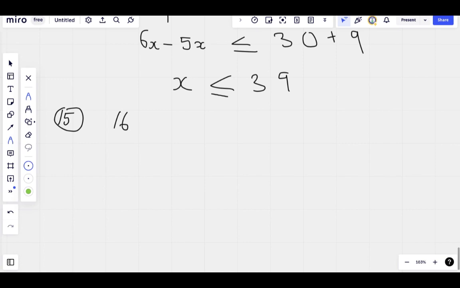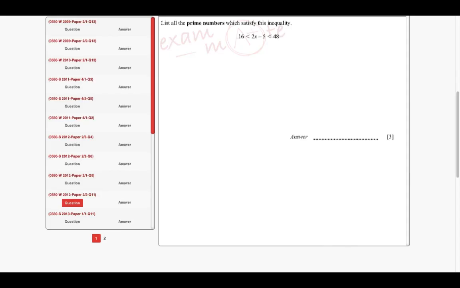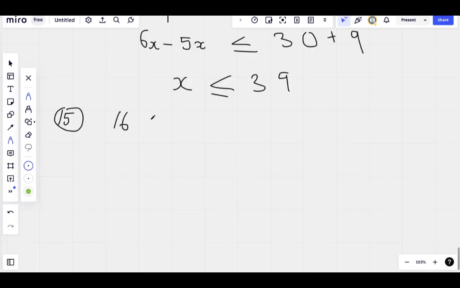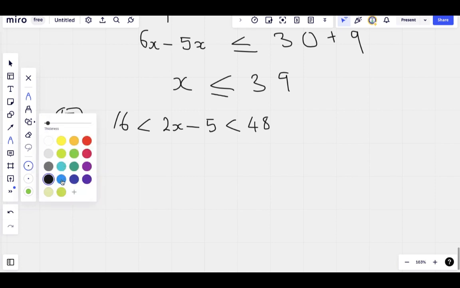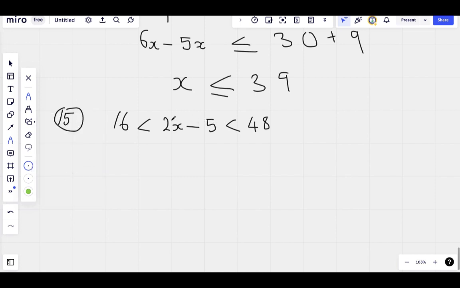Is it 16 is less than 2x minus 5 less than 48? So this is a double inequality. So we do what we know how to do best: we break it into two inequalities.